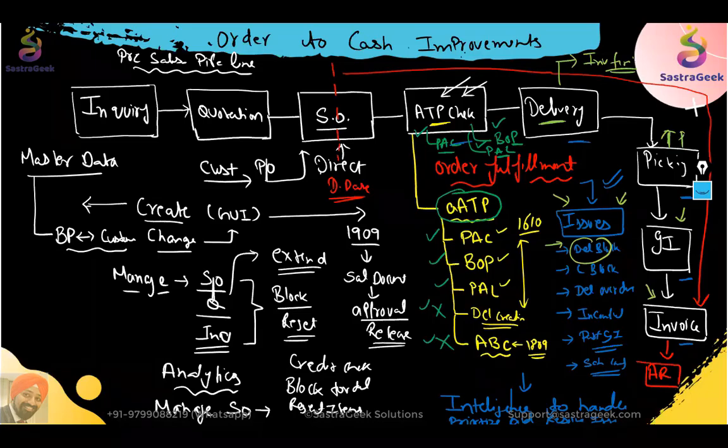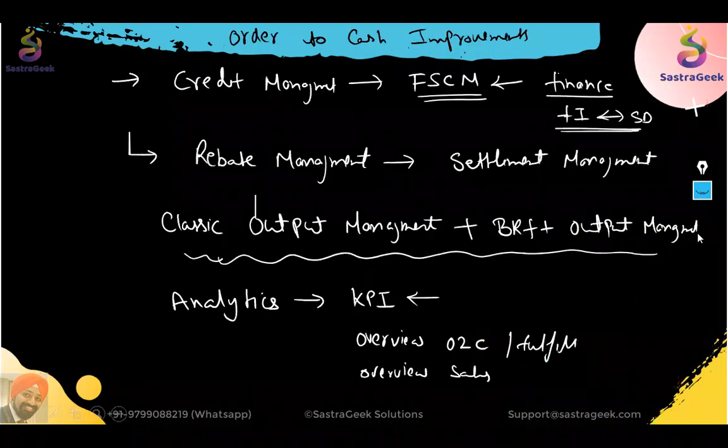Post that, we jumped into our order to cash improvements. We discussed our order to cash cycle, and in this cycle, what are the things which are going to improve? What are the things which are going to be changed? So that's what we discussed here in detail. We have also discussed another thing which is associated with our cycle, but not mandatory.